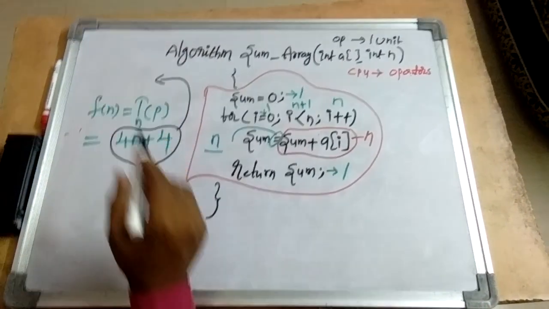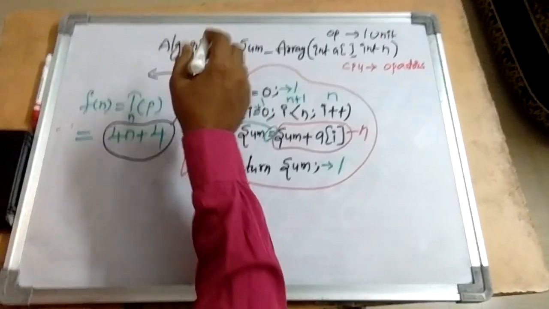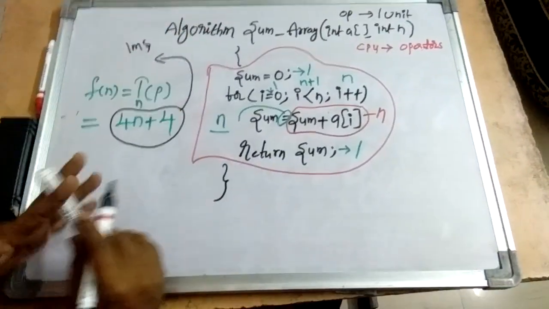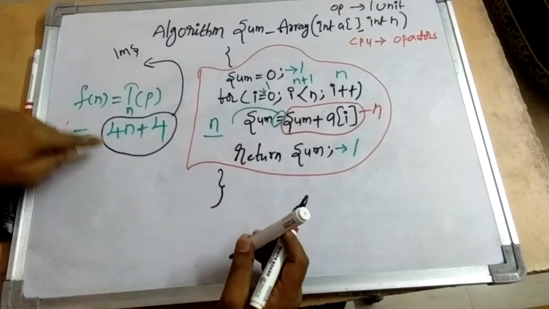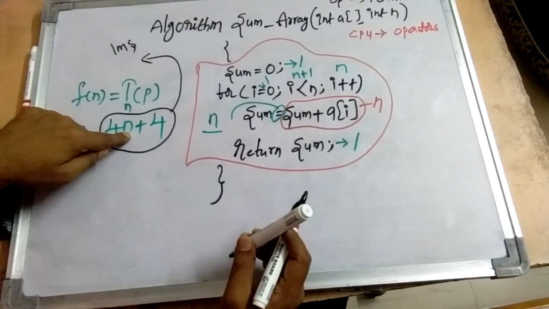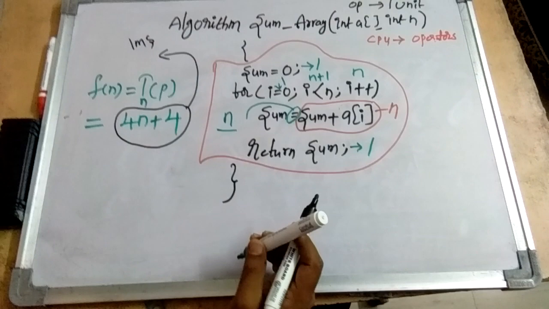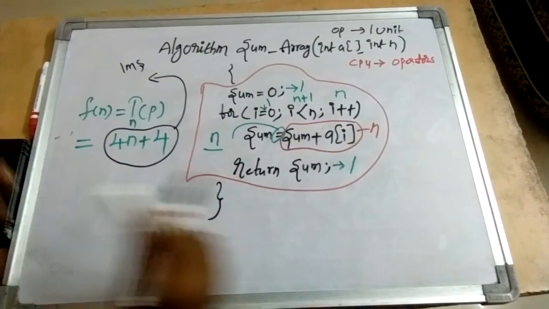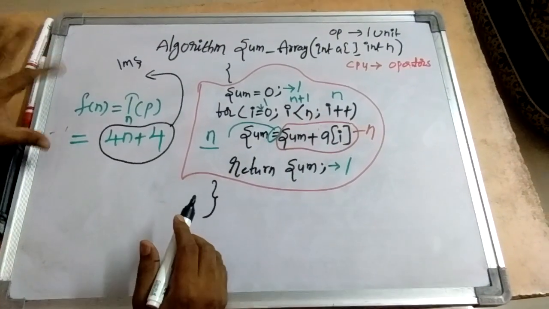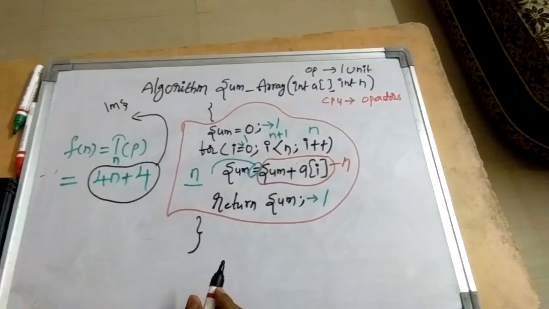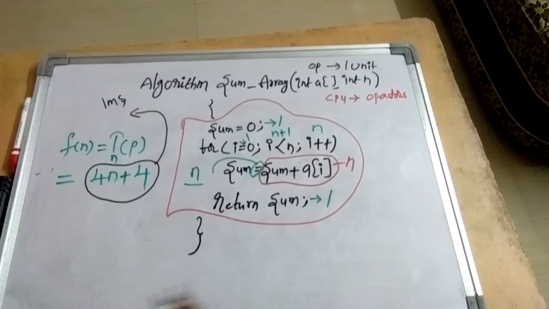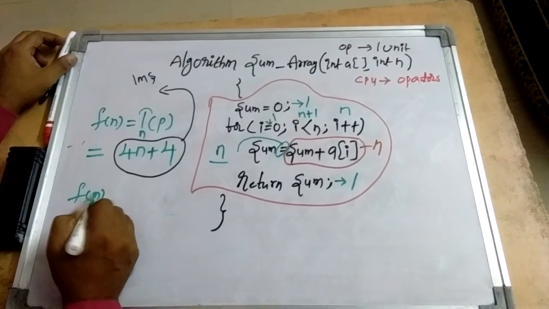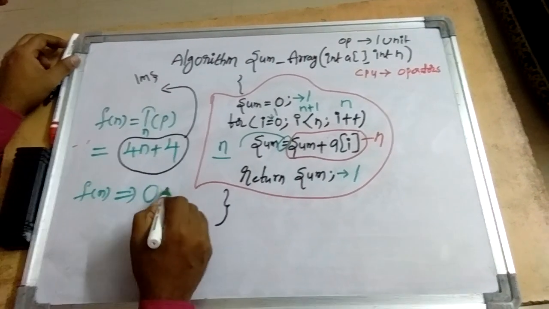For example, say if 1 CPU unit of time is 1 millisecond, then 4 into 1 millisecond, and so on, will be the actual time taken to complete this algorithm. Then how do you get the g of n? In fact, we got f of n. The target is we have to get the g of n. How do you get this g of n? So I want to express this f of n as big O of something, big O of g of n.